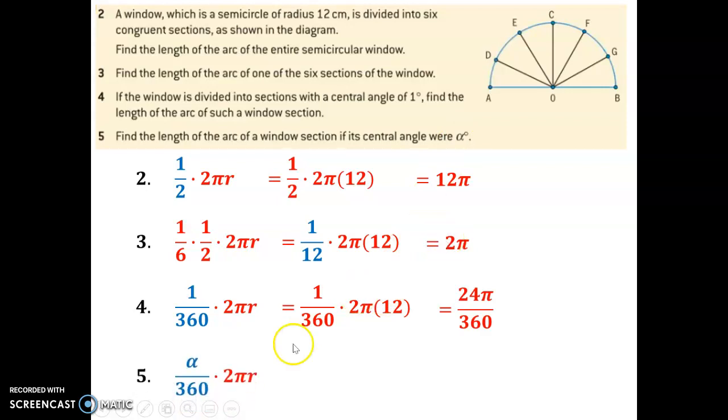Let's check. In this case, again, alpha over 360 times 2 pi r, the same formula we were just talking about. And that can be, in our case, simplified to this using the 12 for radius, and things simplified to that.